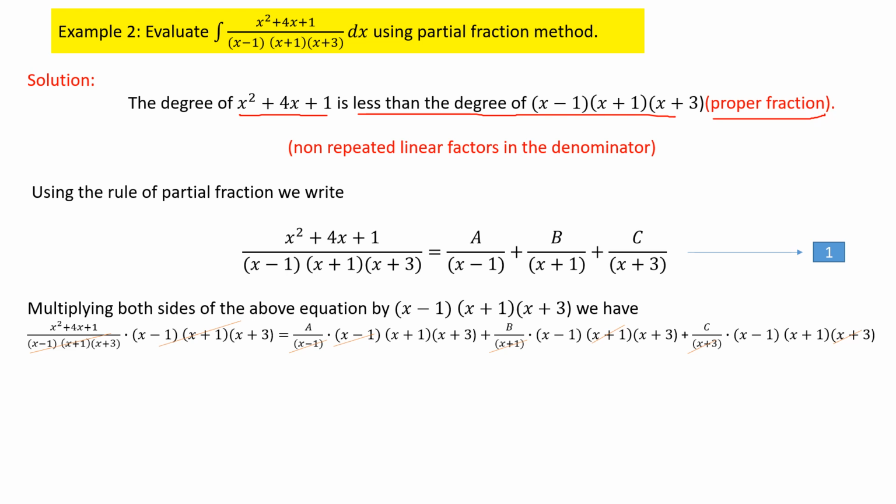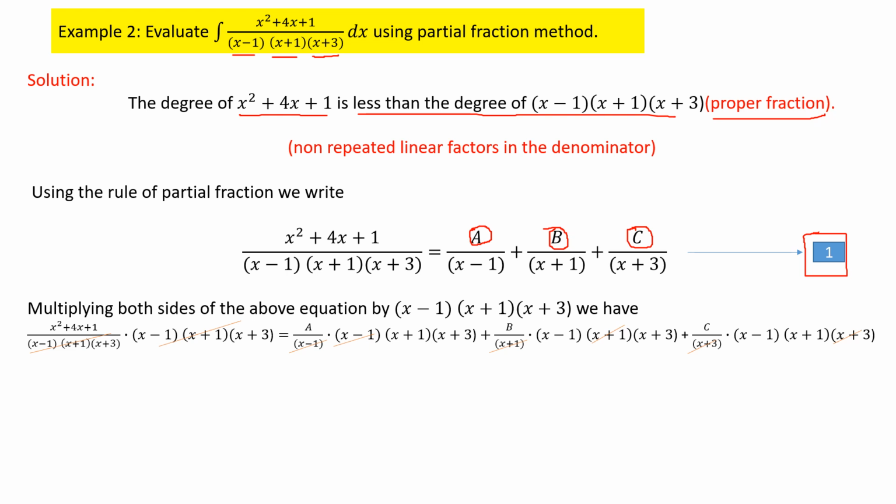And if you see the denominator, I have three distinct linear factors in the form x − 1, x + 1 and x + 3. So using the partial fraction rule, I have to introduce three values A, B and C: A over the first linear factor plus B over the second linear factor plus C over the third linear factor. This one I name equation number 1.